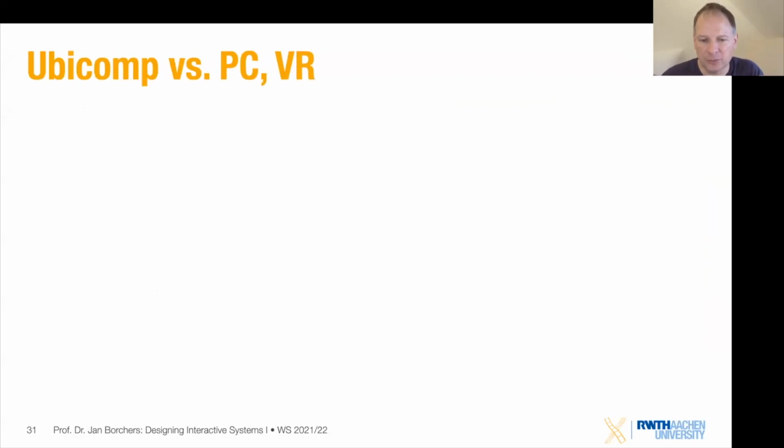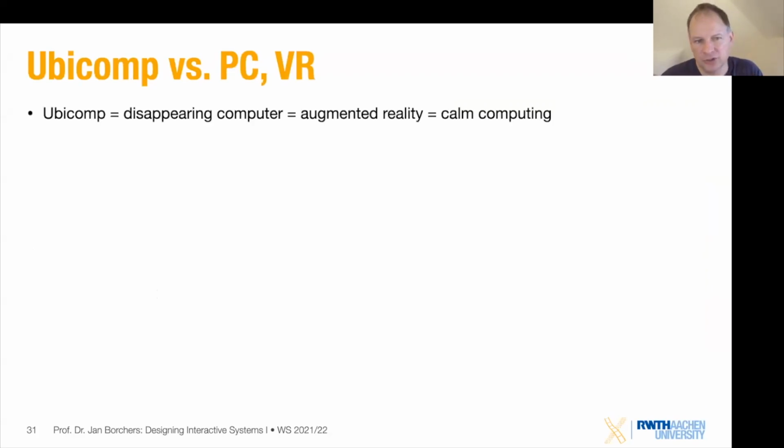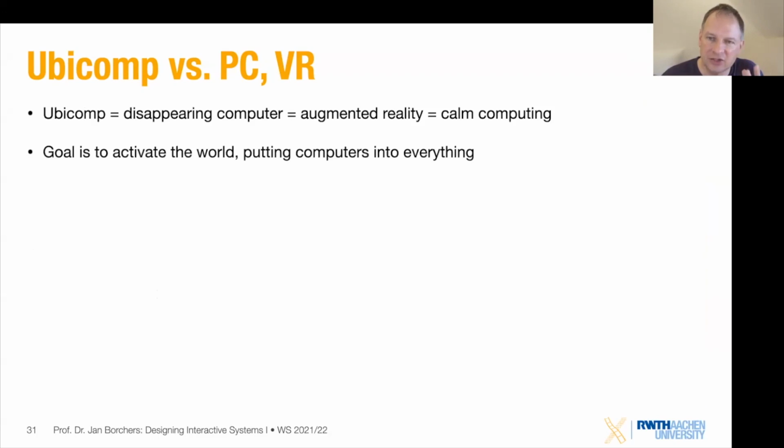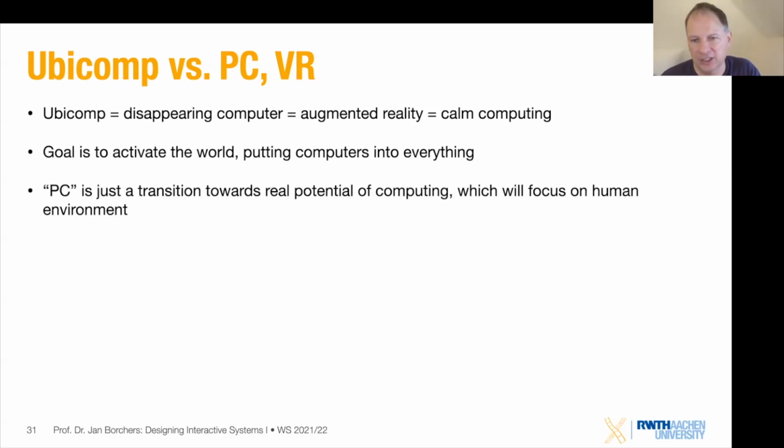So Ubicomp is different from personal computing, right? Ubicomp means the computer disappears. It's like augmented reality, or calm computing is a word that we sometimes hear. And the goal is really activating the world. The real world becomes smarter by adding these things here and there, putting computers into everything around us. The PC, the personal computer, and even laptops and stuff, like even smartphones, are really just a transition to the real potential of computing, which will then focus on humans interacting with each other and no longer be technology centric.